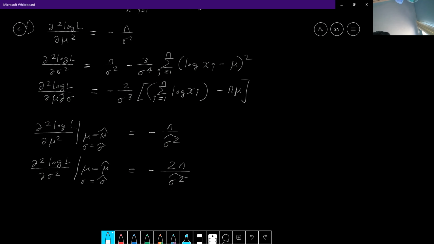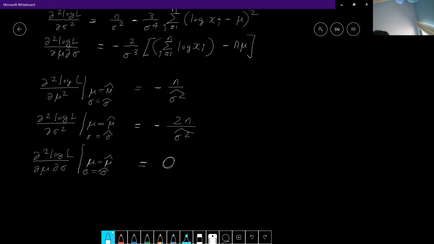And finally, the mixed derivative. You should do the same thing again: replace mu by mu hat and sigma by sigma hat. This will become a 0, right?